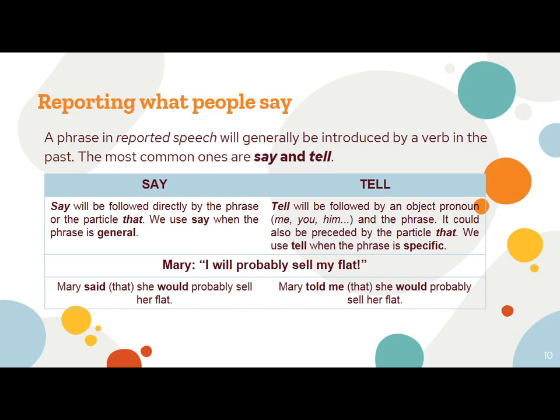I will probably sell my flat. Flat is a synonym for room. Flat is normally the expression we use for room, but in British English. I will probably sell my flat. Okay. So we have, by using say, Mary said, and we don't add anything, said that, remember that can be omitted or not, that she would probably sell her flat.